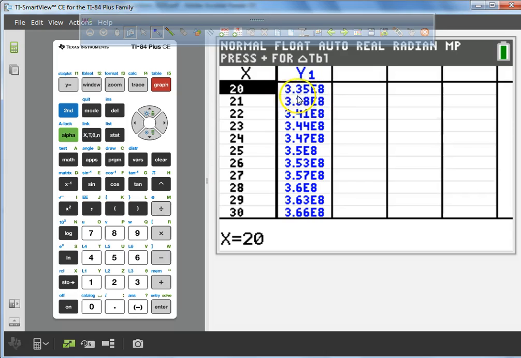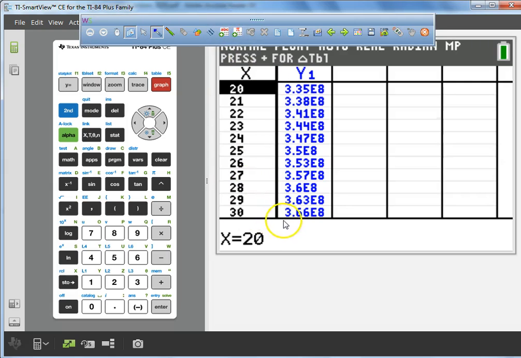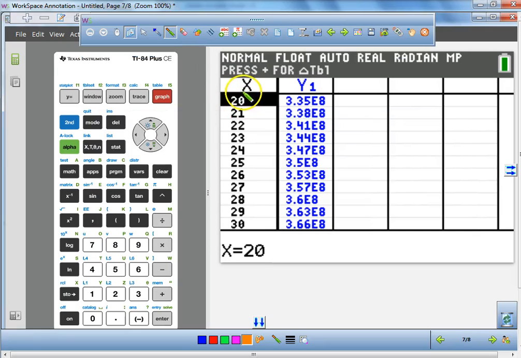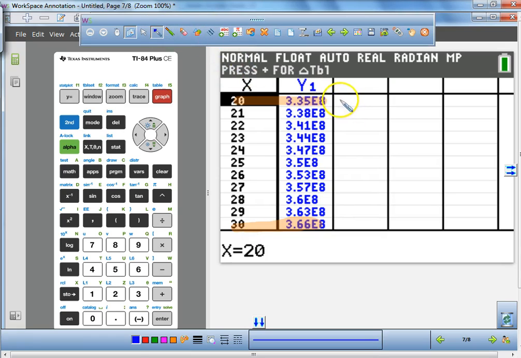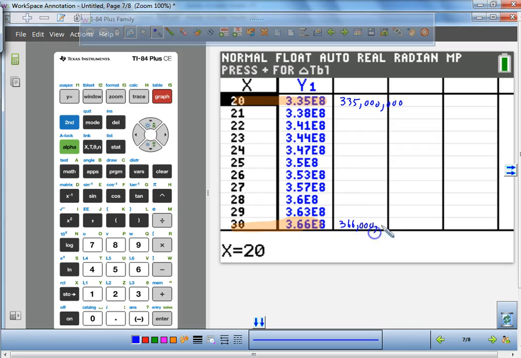Hey, how about this? You guys see that right there? What are we at now? What does that represent? 335 million. Okay? And you guys see the 30? I'm going to highlight the two answers. Here's one of our answers right here. Here's our other answer right there. So, in 2020, which is this year, what are we going to write? 335 what? Million. And over here, we're going to write 366 million.